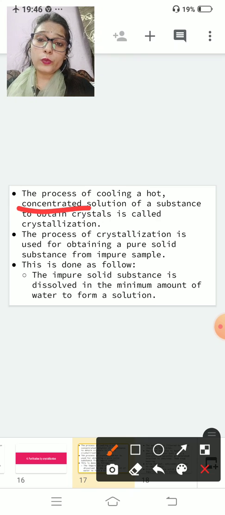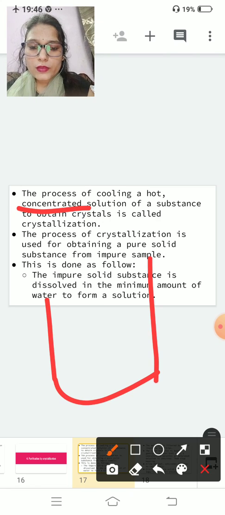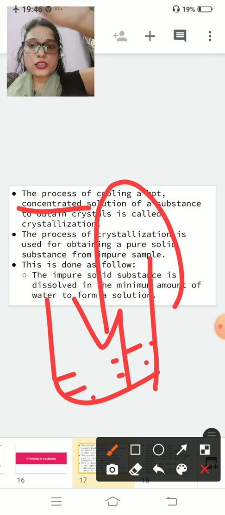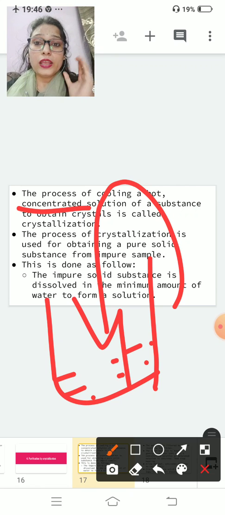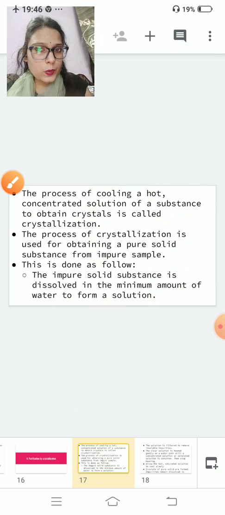Now, how will it take place? This is done as follows. You will take an impure solid, add a minimum amount of water, and stir with the help of a glass rod. That impure solid will dissolve in the water. Clear? This point is clear to you?